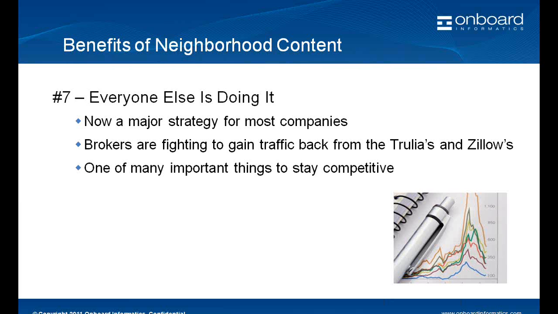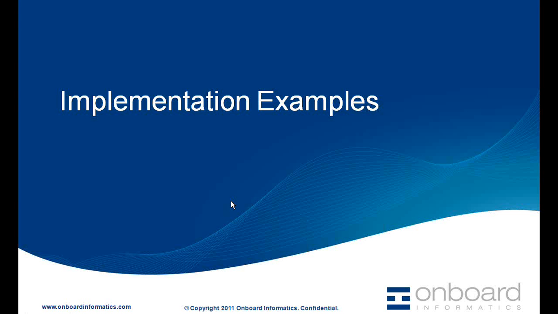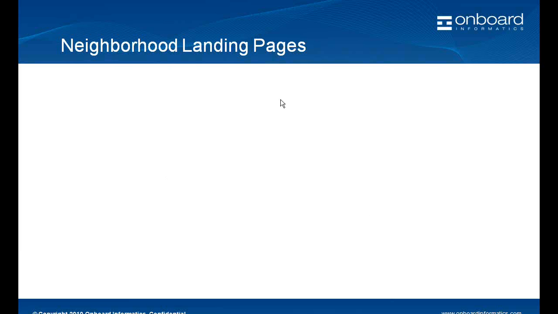Brokers are fighting to gain traffic back from Trulia, Zillow, and some of these other portals, some of the destination sites that don't even have listings. So that's a huge point as well. But it's just one of the many things to stay competitive, and it helps with marketing aspects from an agent and broker perspective as well. So I'm going to go through some implementation examples just to show what some clients have done, and other things that are being done with neighborhood information, just to give an idea of what's out there.